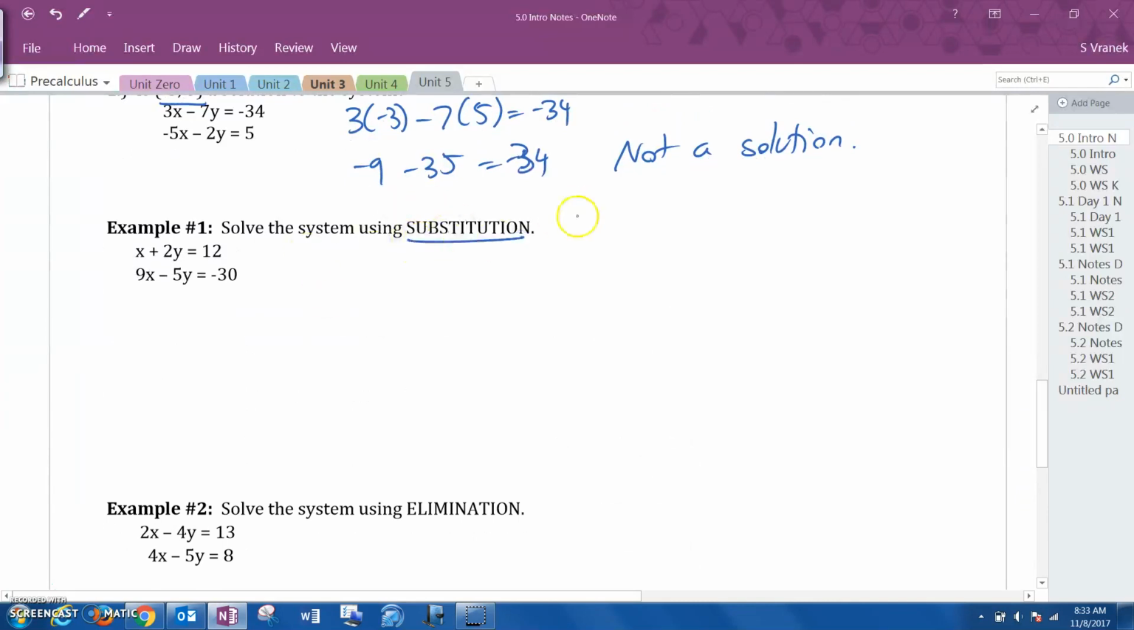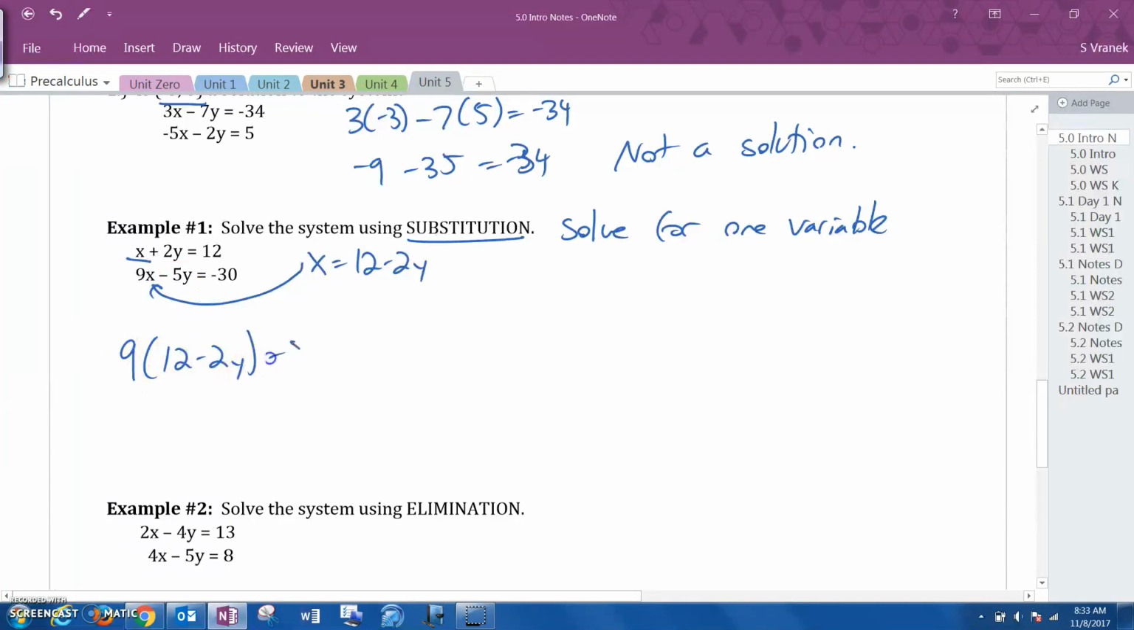Alright, solving using substitution. When you have substitution, you want to solve for one variable. I always solve for the one that is just a single x or y. So I'm going to say that x equals 12 minus 2y. And sub that right back into this second one here. So I get 9 times 12 minus 2y minus 5y equals negative 30. Distribute, solve, you guys know your algebra at this point, hopefully. So you get negative 23y equals negative 138 when you move everything around, or y equals 6.